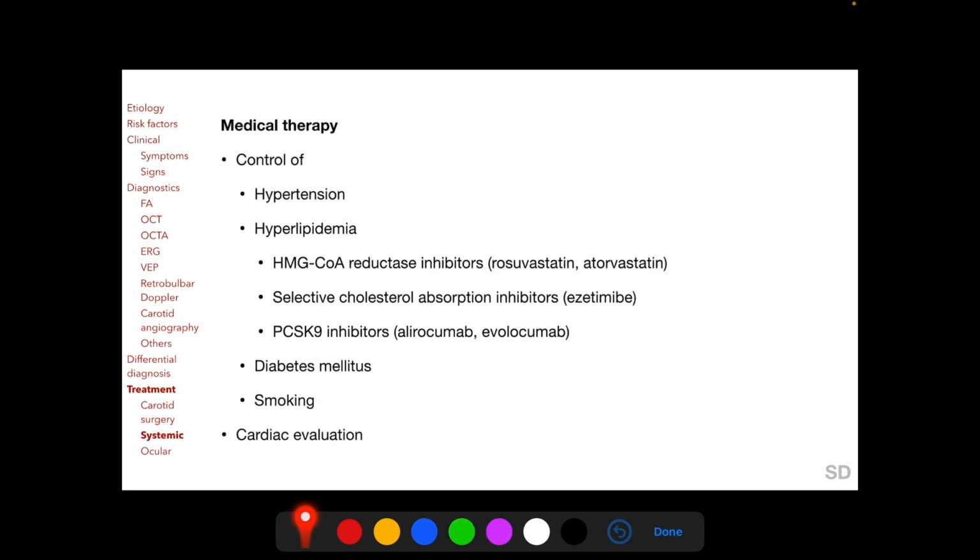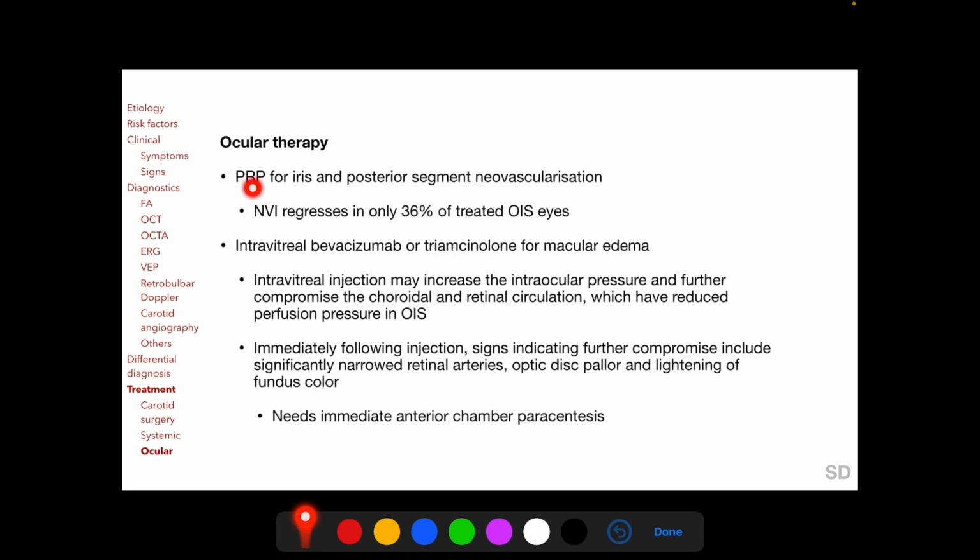Since atherosclerosis is a major risk factor of ocular ischemic syndrome, medical therapy includes control of hypertension, hyperlipidemia, diabetes mellitus, and smoking. And since the major cause of mortality in patients with OIS is cardiovascular events, cardiac evaluation by a cardiologist is recommended in patients with OIS. Panretinal photocoagulation is indicated for iris and posterior segment neovascularization in eyes with OIS, but regression of neovascularization occurs much less frequently in eyes with OIS as compared to eyes with ocular neovascularization from retinal vascular diseases.